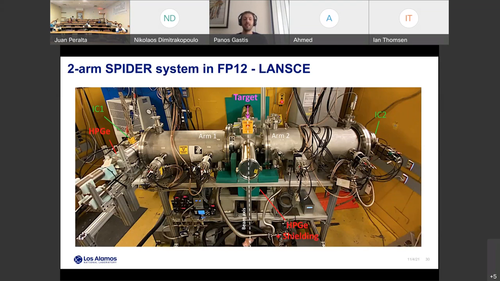The two-arm system is deployed in flight path 12 at the ATLAS facility for doing test measurements with thermal neutrons. We have connected both arms with their ionization chambers, and at the same time we use 4 germanium detectors trying to reproduce the gamma ray tagging data, but now with the optimum configuration. For this purpose, we have 2 germanium detectors close to one of the 2 ionization chambers for the delayed gammas. And we have 2 more germanium detectors at the bottom of the 6-way cross here. You cannot see them because they are shielded.